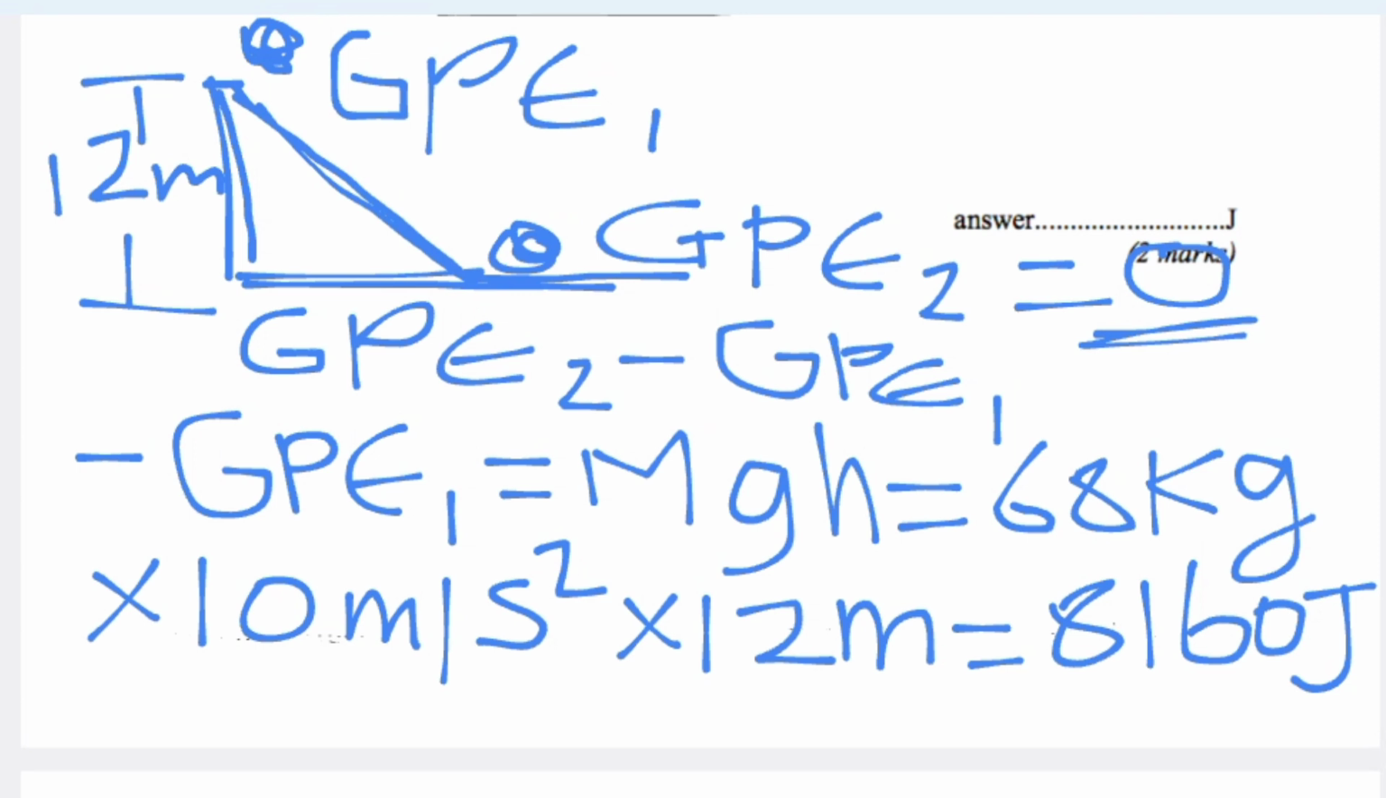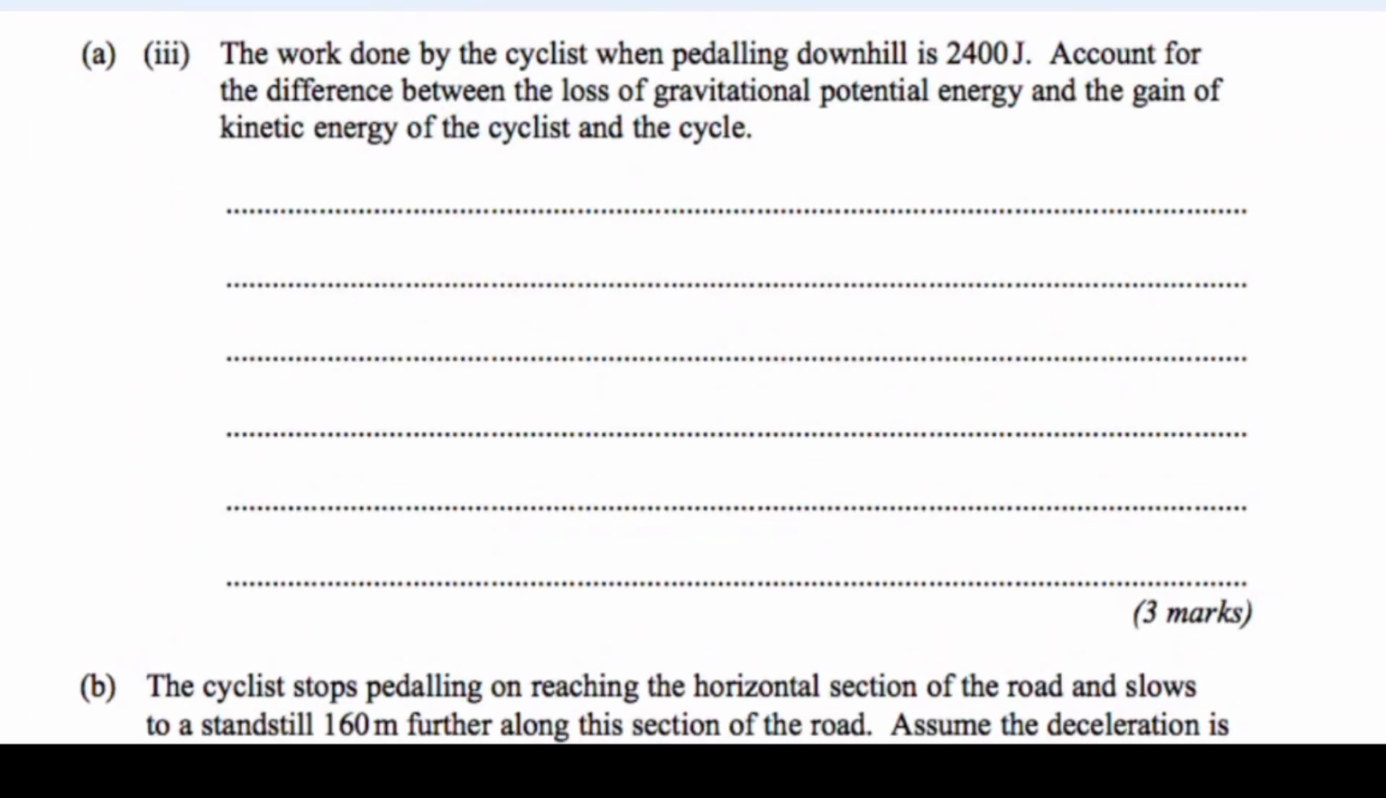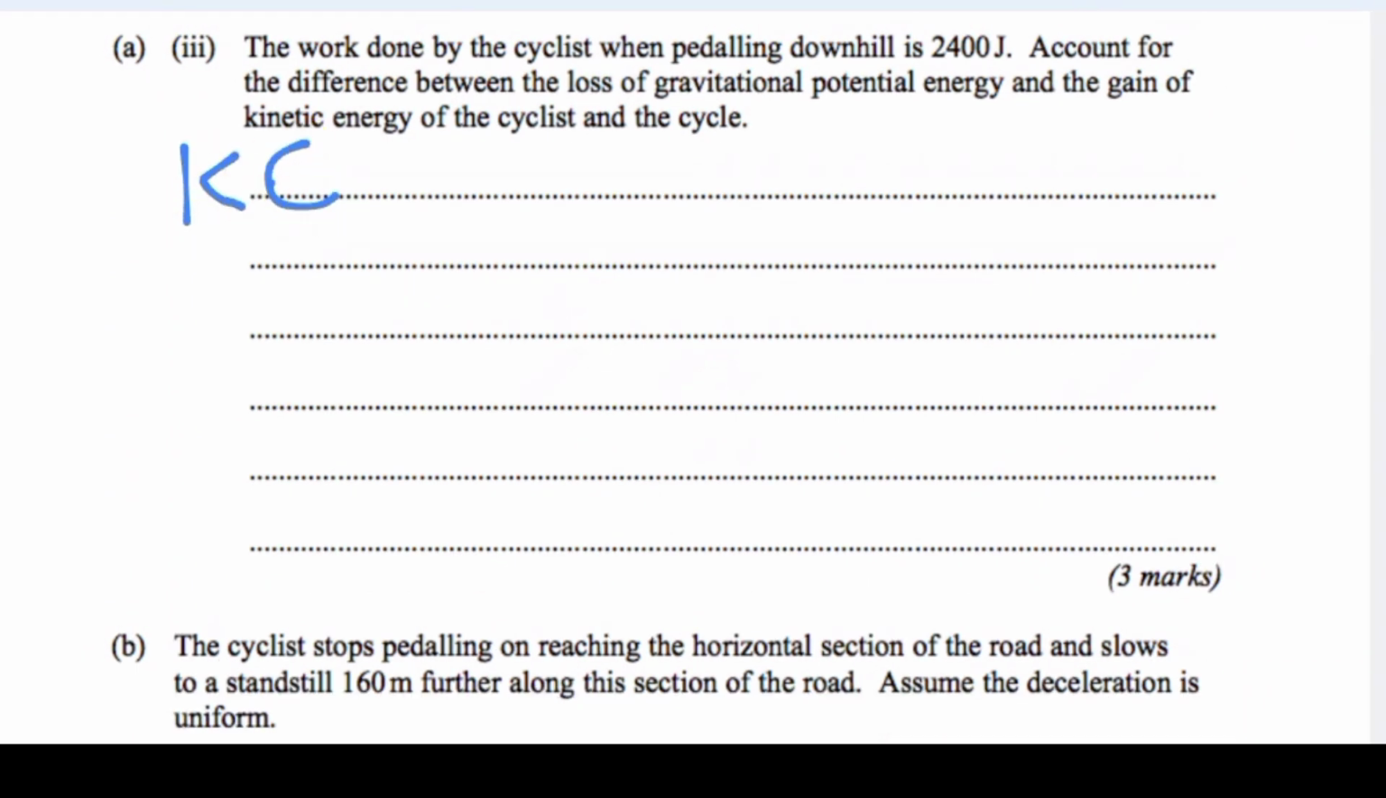Okay, this is the loss of gravitational potential energy. Let us go to the other question now. It says the work done by the cyclist when pedaling downhill is 2,400 joule. Account for the difference between the loss of gravitational potential energy and the gain of kinetic energy of the cyclist and the cycle.